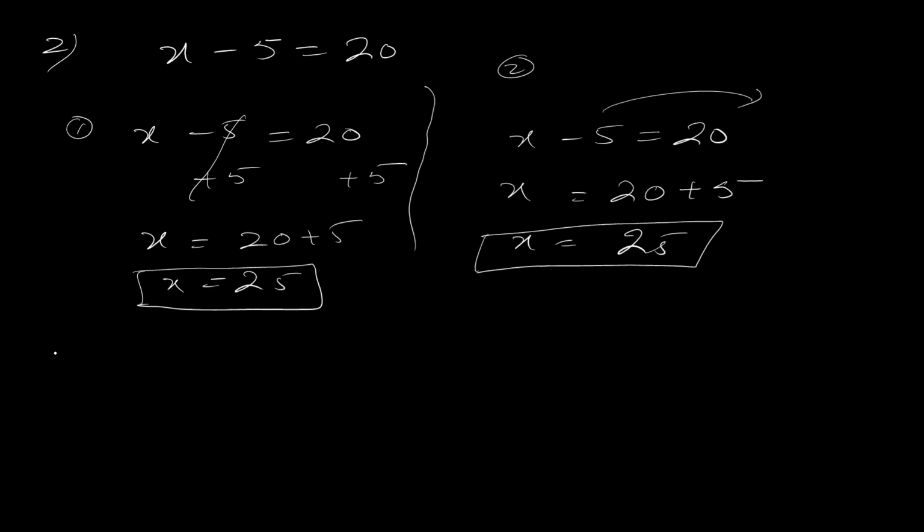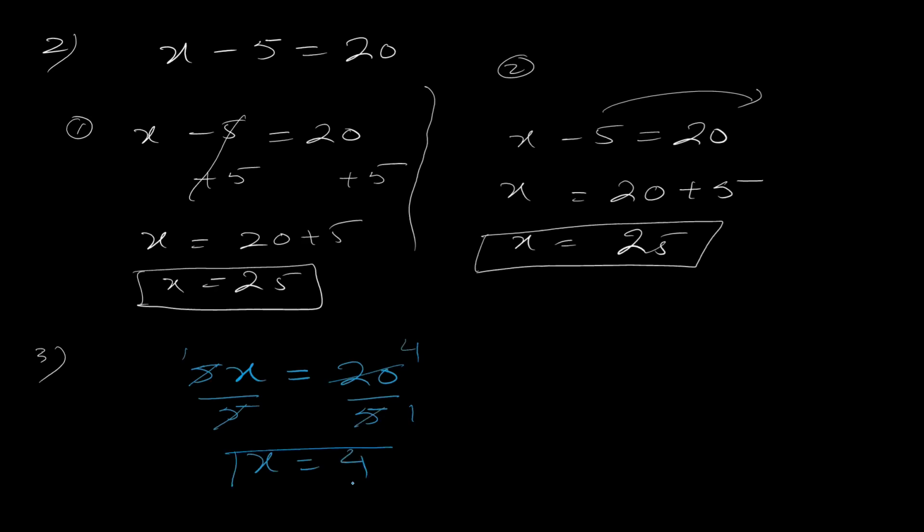So now we do question 3. 5 times x equals 20. Now here, 5 is multiplying x. We don't want 5 as a coefficient with x. We need to have the value of x only. We don't want the value of 5x. That's why we shall divide both sides by 5. Then this 5 will cancel. 1x means x equals 20 divided by 5, 5 times 4 is 20. So the answer is 4. x is equal to 4.